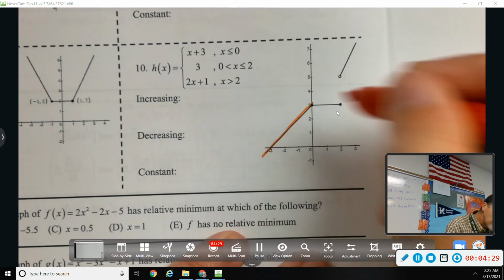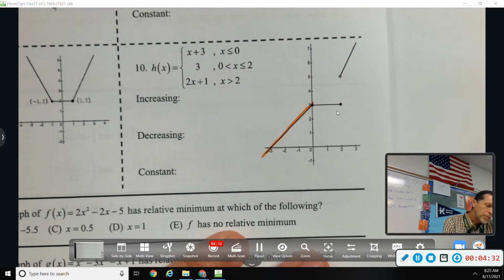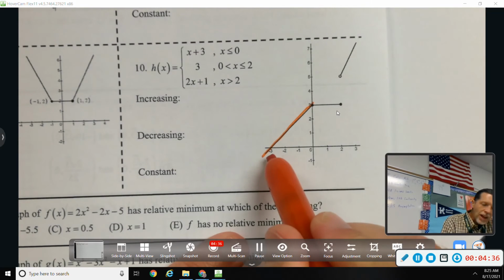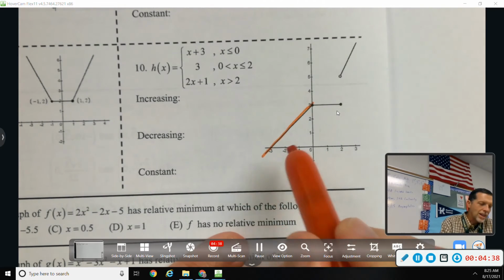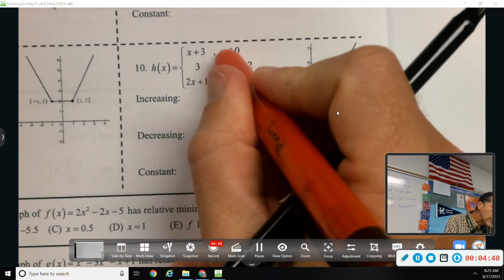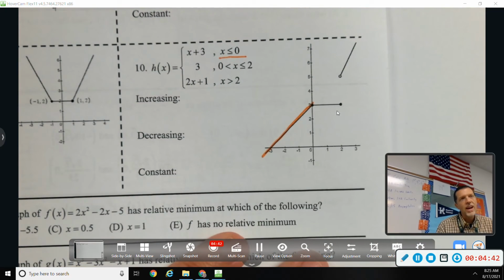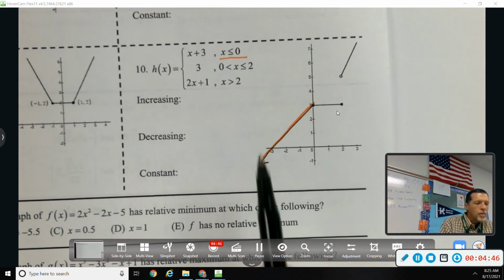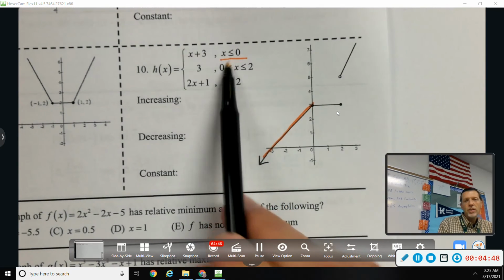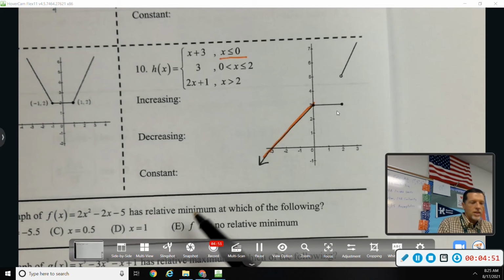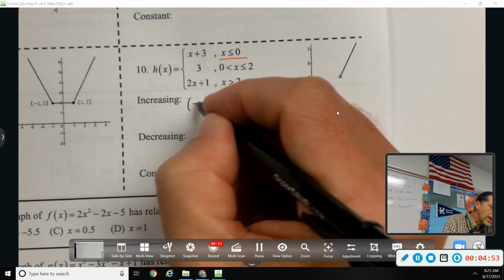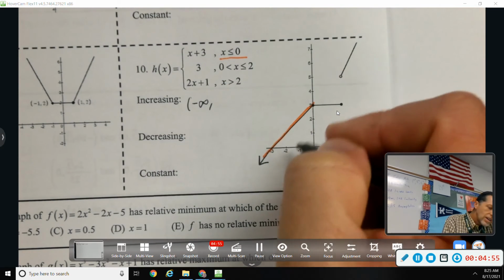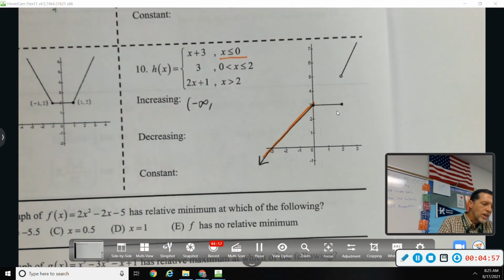So that piece, that's increasing. And it looks like it maybe stops at negative 3.5 or something like that. But up here, it tells me that it goes forever to the left. So there's not explicitly an arrow on that, but because of how it's defined up here, I know it goes forever that way. So it's increasing from negative infinity to what?